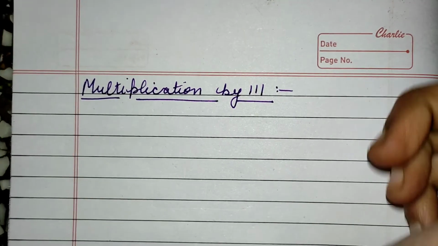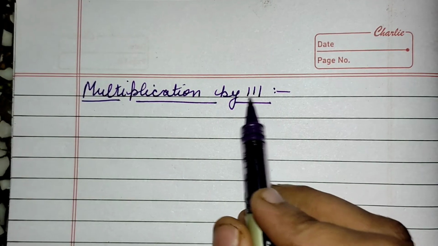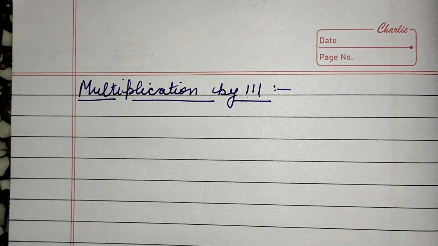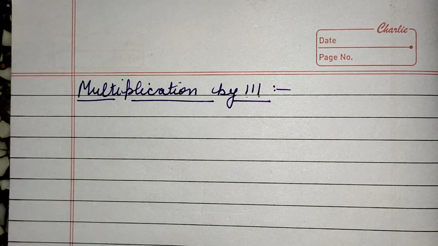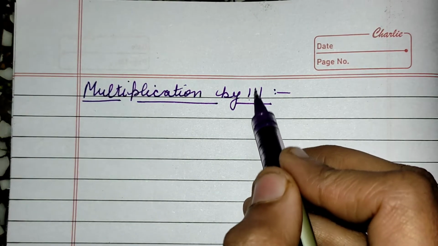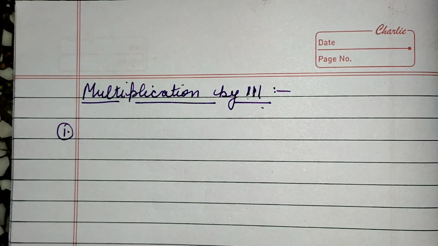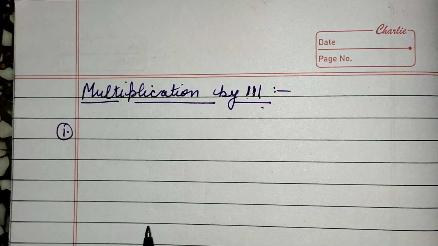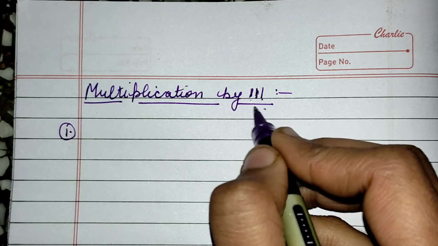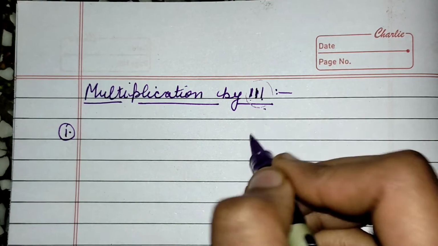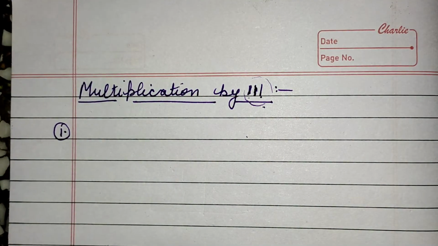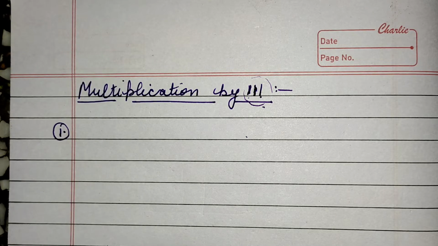So let's start today's topic, which is multiplication of any given number by 111. Okay, 111, right? So let's have a recap of our previous video. If you have not seen my previous video in which I told how to do multiplication by 11, please see that first, because we are going to use that concept in this video.